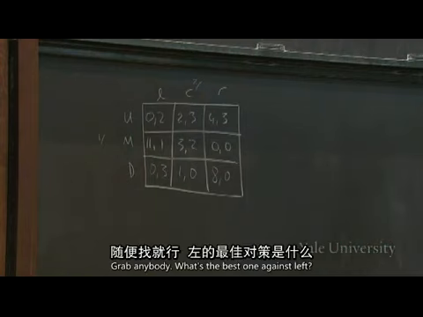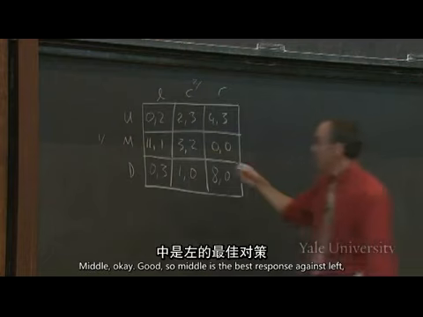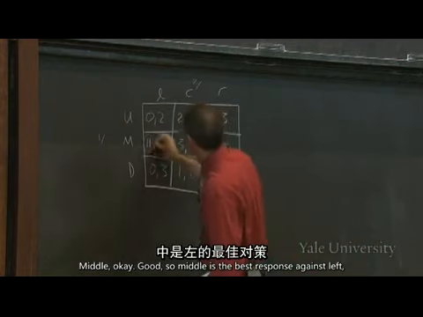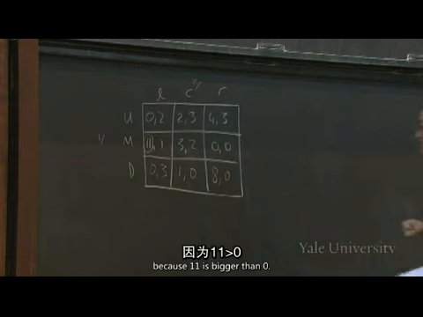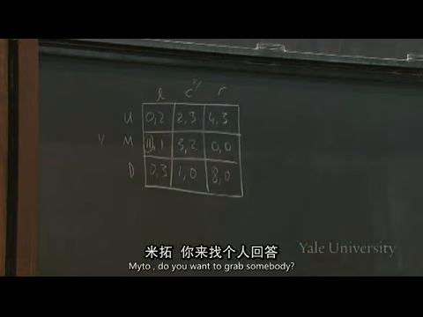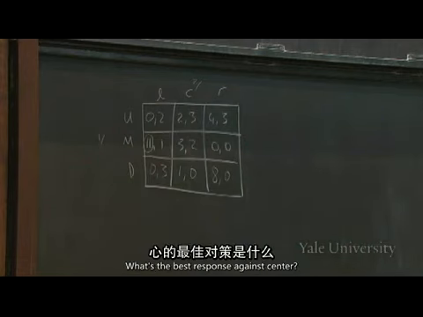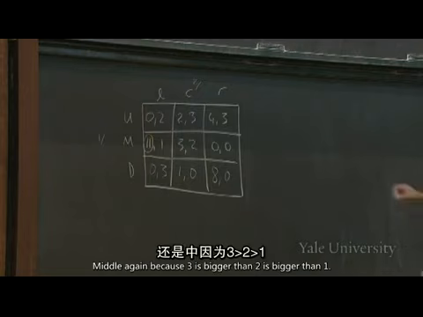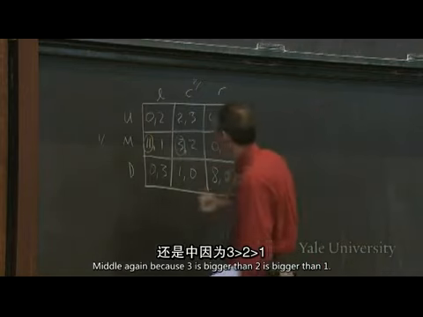What's the best response against left? Middle. Middle, okay, good, good. So middle is the best response against left because 11 is bigger than 0. All right, Merton, you want to grab somebody? What's the best response against center? Middle. Middle again, because 3 is bigger than 2 is bigger than 1.